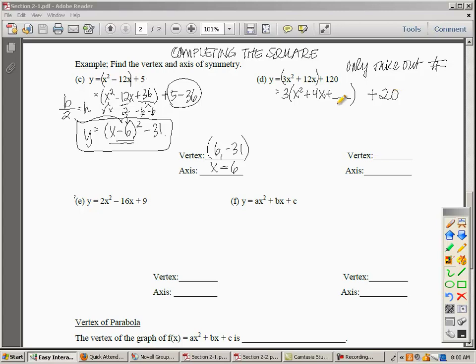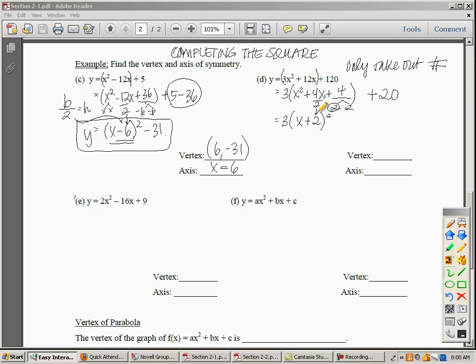Okay, so again, I'm going to ask myself, how do I add to get 4 by using the same number? Well, it's 2 times 2. 2 times 2 gets me 4. 2 plus 2 gets me 4 as well. And so this 2 value is the value I'm going to use for my parentheses. So it's going to be x plus 2 squared. Again, what you'll notice, if I would have taken 4 and divided it by 2, I would have also gotten the 2 that goes there as well. So keep that in mind. I'm going to use that in the next example.